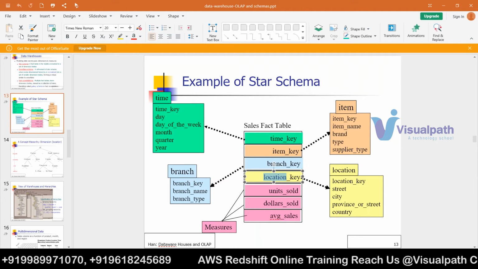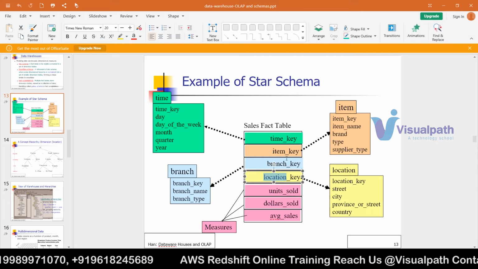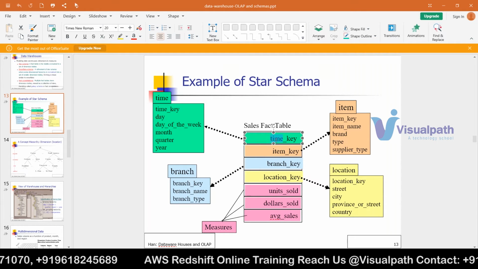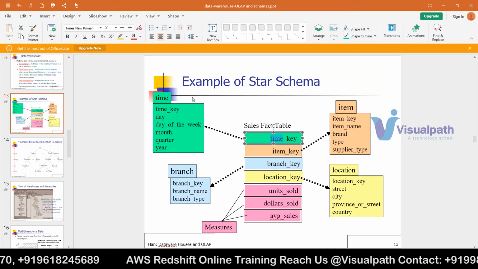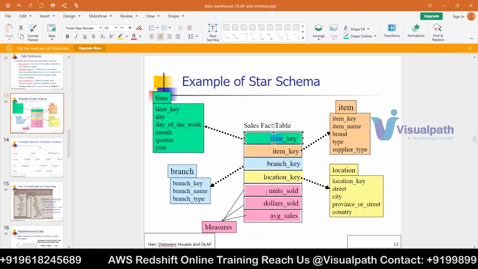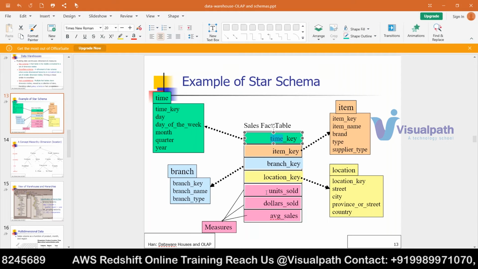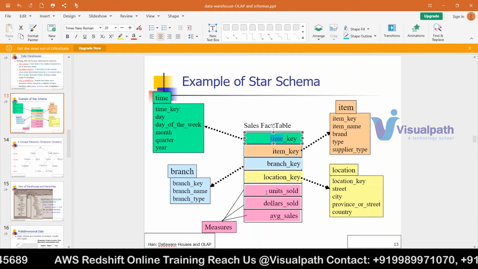So location will be there, location key; branch will be there, branch key; item will be there, item key; time will be there, time key. Like that, even if you have other dimensions also, it will have some key, and that key will be referred here. Why should we have that? That is called the common column. We said common columns will be there to join.